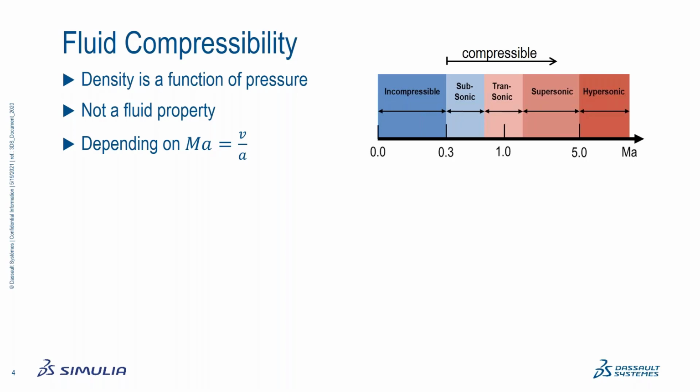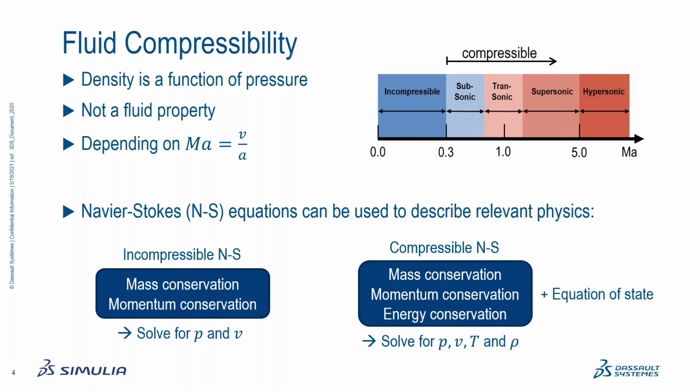As you might already know, the Navier-Stokes equation can be used to describe the relevant physics. And what I'm showing here on the left-hand side is basically for incompressible flows. The incompressible Navier-Stokes equations are based on equations for mass conservation and momentum conservation. And with the help of these two equations, we can solve for pressure and velocity. If we're now interested in compressible flow, we need to add an energy conservation equation to the set of equations and an equation of state. And with this, we can solve for the four unknowns, which are now pressure, velocity, temperature, and density.